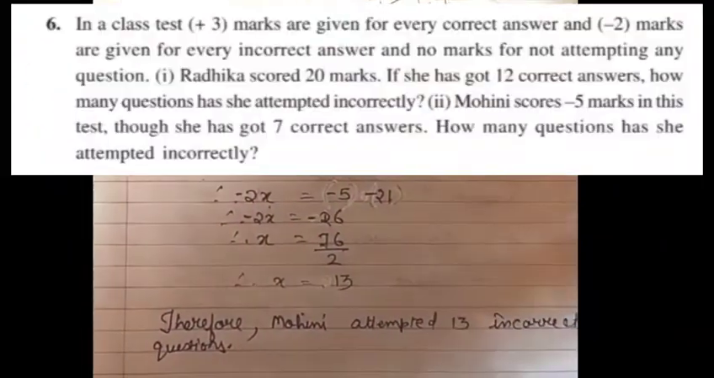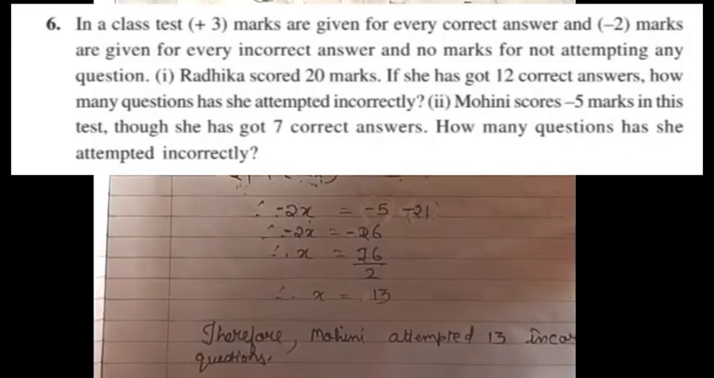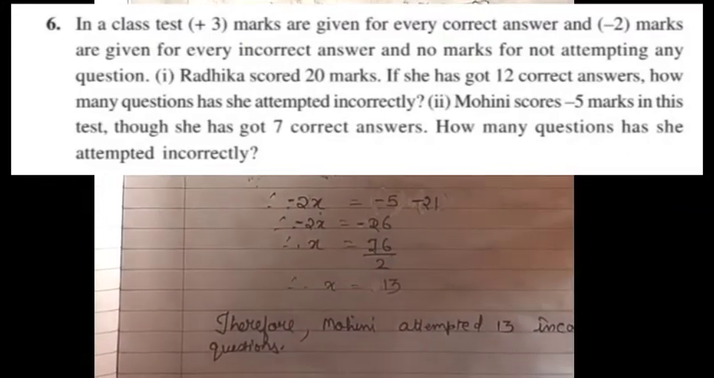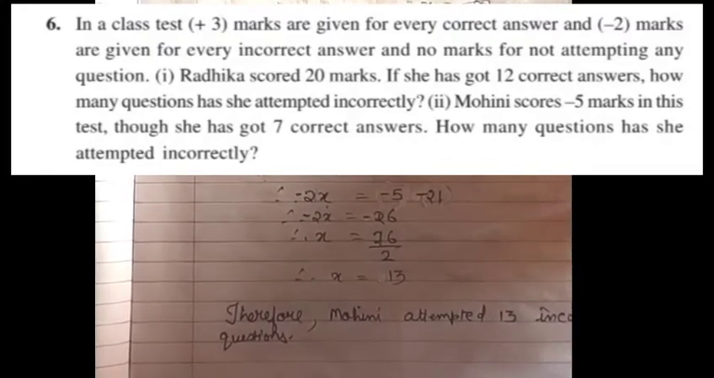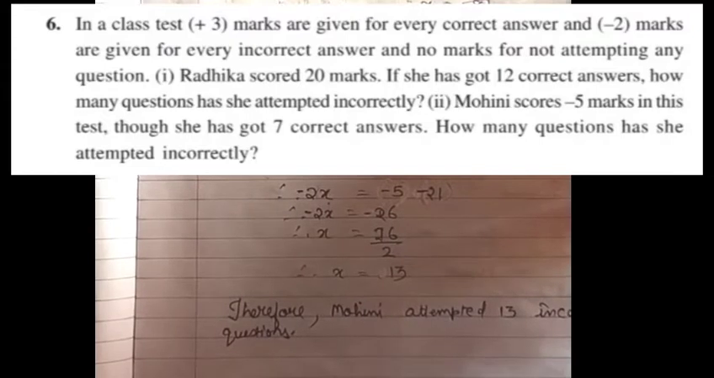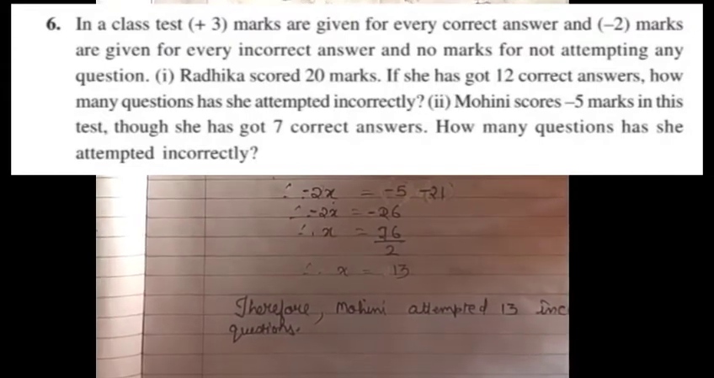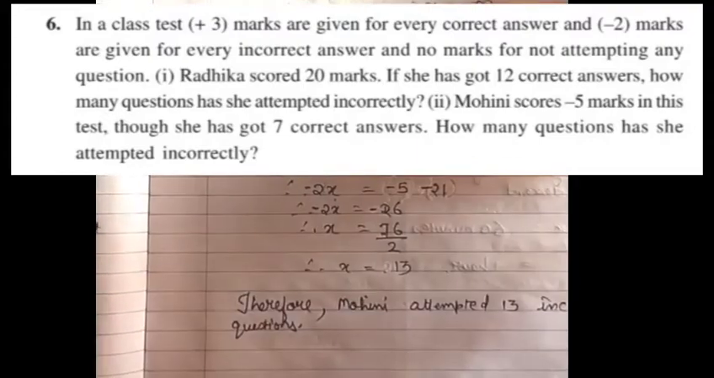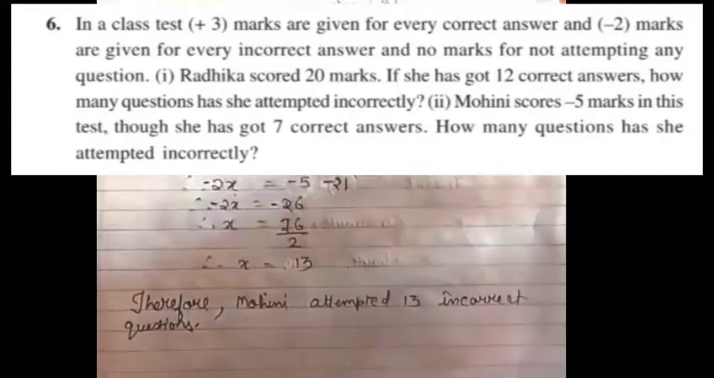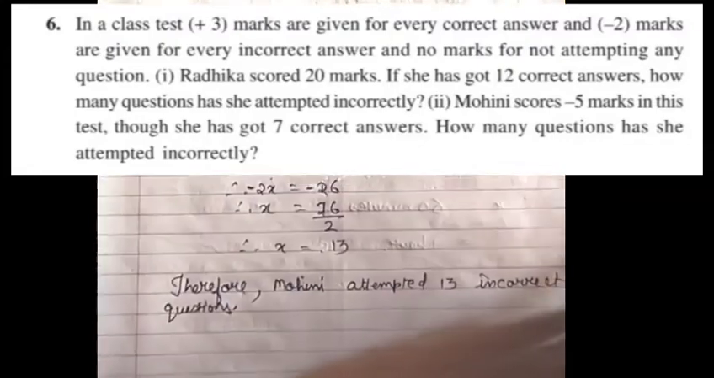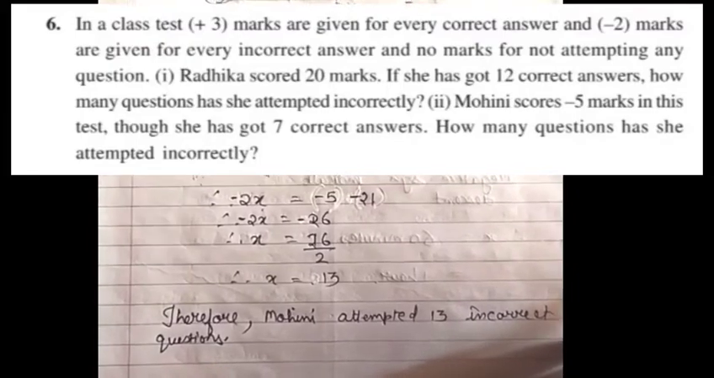Now dear student, in that only one more question is given: Mohini scores negative 5 marks in this test, though she has got 7 correct answers. How many questions has she attempted incorrectly? Now dear student, in this particular question, Mohini scored negative 5 marks. Even after she gave 7 correct answers, her score is negative. Maybe she attempted more incorrect answers. So let us find now how many incorrect answers she gave.